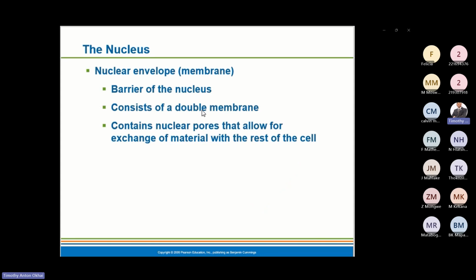The nuclear envelope is the outer covering of the nucleus, the barrier of the nucleus, and consists of a double membrane and contains nuclear pores. Those pores are like holes that allow for exchange of material between the nucleus and the rest of the cell.